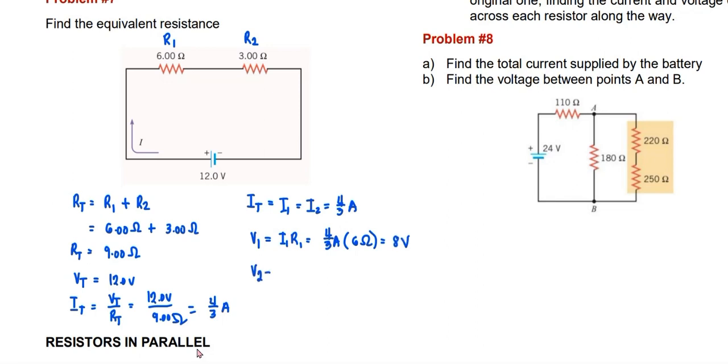For V sub 2, that's I sub 2 R sub 2. So that's 4/3 ampere times 3, and that is equal to 4 volts. And by principle, the total voltage is equal to the summation of all the voltages across each resistor. So 8 plus 4 is 12, which is equal to the total voltage here. But the question asked was just this one.